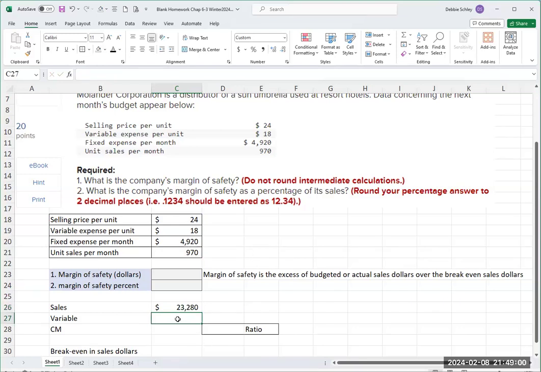And then I need my variable total. So again, that's going to be the variable per unit times the unit sales. And then my contribution margin equals sales minus variable expenses.